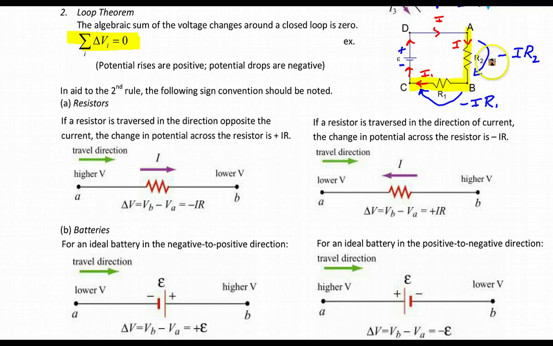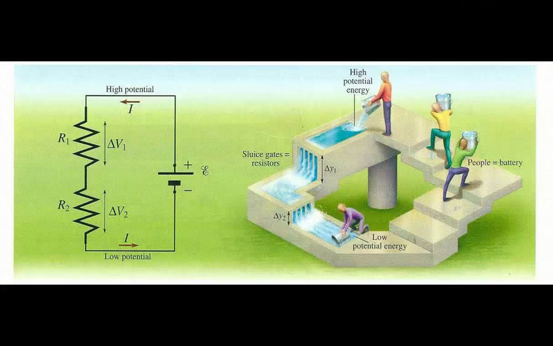So as we go across both of these individual resistors, we lose a potential of IR2 and another potential of IR1. And now we proceed from C to D. As we go across the battery, we'll find that we'll have an increase of potential of positive epsilon, known as the EMF. The EMF is counted as positive if you traverse from the negative to the positive. If you traverse the battery in the direction of positive to negative, you're going downhill, and hence you'll have a negative EMF. Back to our water analogy.